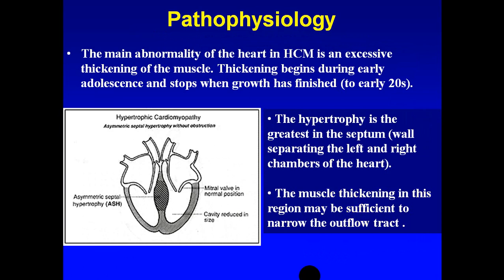The muscle thickening in this region may be sufficient to narrow the left ventricular outflow and lead to what is called hypertrophic obstruction. If the septum is very thick, then during systolic ejection the blood might be obstructed, giving an ejection murmur and mitral regurgitation on clinical examination.